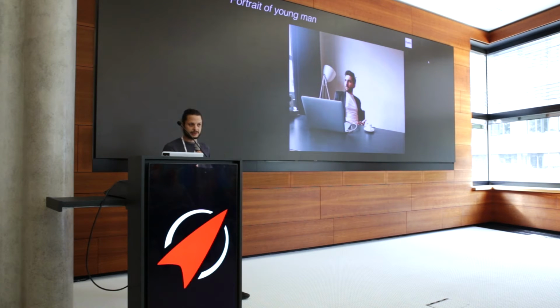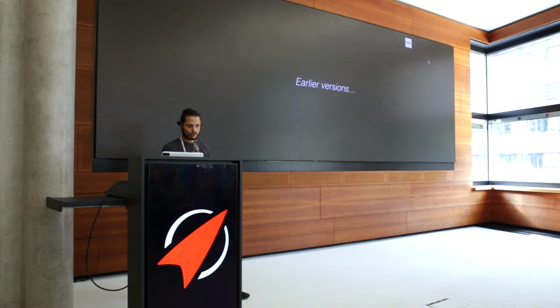It not only recognizes the subject of the photo itself, it also recognizes the style of photography. So you have a portrait and a young man identified. The funny thing about machine learning and deep learning is that it's not 100% accurate.